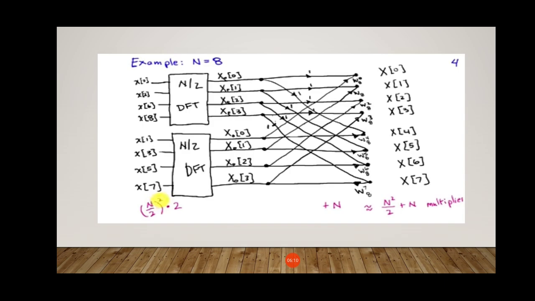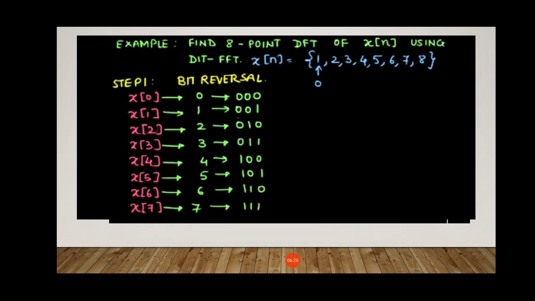But after we have multiplied with the twiddle factor, as W2 to the power 0 is 1, it is only addition and subtraction. We will see this by an example. Let us take an example where you are to find an 8-point DFT of x(n) equal to 1, 2, 3, 4, 5, 6, 7, 8.